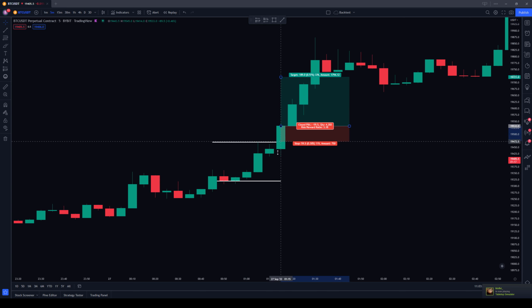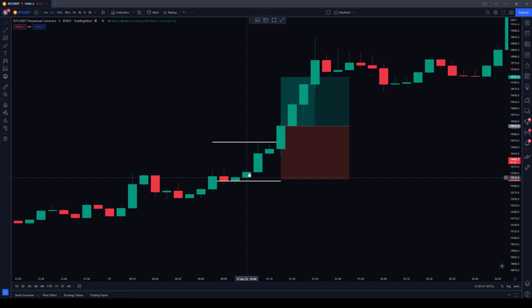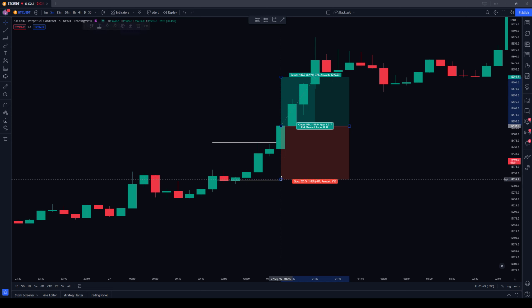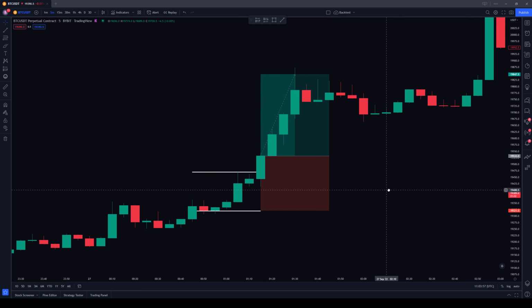What do you do? You set your stop loss on the low of the first candle. So it should be around here on the support line. And you do that times 1.5. Like that. That's literally it. That's a basic principle.